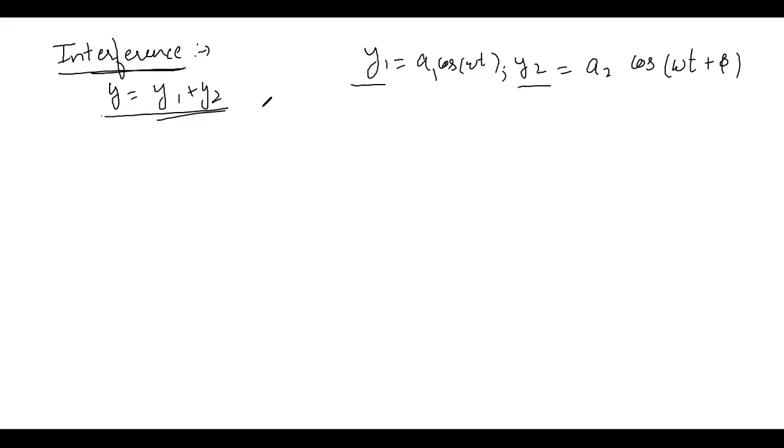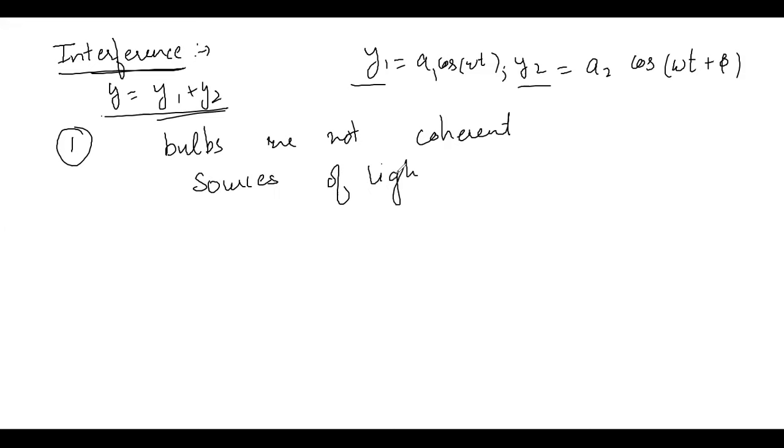Now, do we expect interference pattern if, for example, you put two bulbs in the room in which you are sitting right now? We don't see any interference pattern, right? Why is that so? Can anyone answer this? Ma'am, because there's a phase difference between the two waves. The phase difference must remain constant, right? Yes, ma'am. So that means those two bulbs are not coherent sources. So for interference to happen, the sources that you are using must be coherent sources.